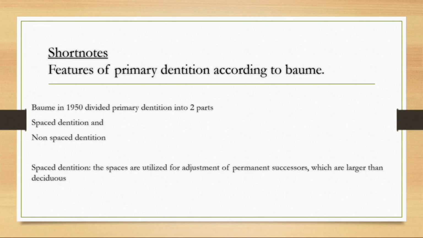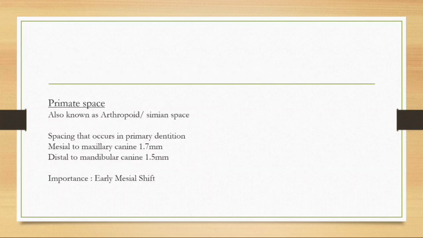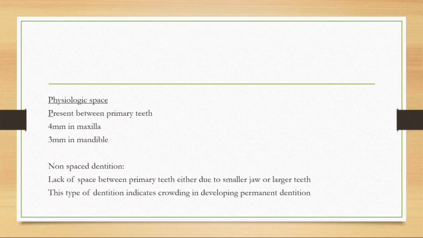So features of primary dentition according to Baume: he divided dentition into spaced dentition and non-spaced dentition. In spaced dentition, the spaces will be utilized for the adjustment of the permanent successors, which are larger than the deciduous ones. So naturally there should be space in the deciduous dentition, otherwise there will be crowding in the future teeth. That is the primate space or anthropoid or simian space. We already saw it is mesial to the maxillary canine and distal to the mandibular canine, which helps in early mesial shift.